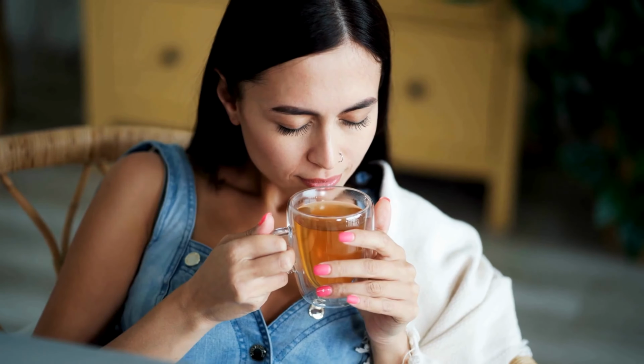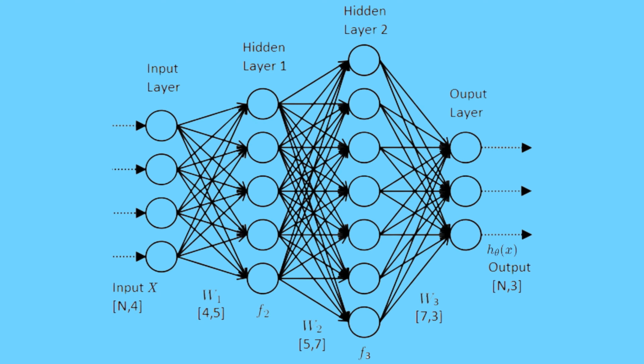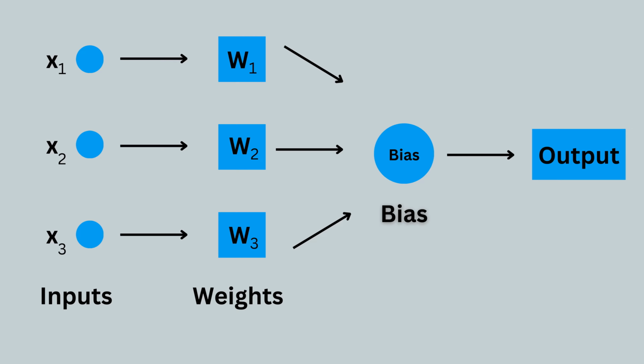Now, think about when you touch something hot. Your brain instantly processes this and tells you to pull your hand away. In a neural network, this process happens through layers of neurons. The first layer, like our senses, takes in the input. Then, the hidden layers, like the processing part of our brain, analyze this information. Finally, the output layer, just like our response, gives the result.